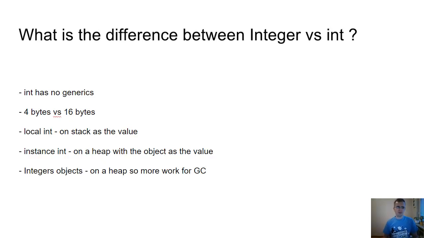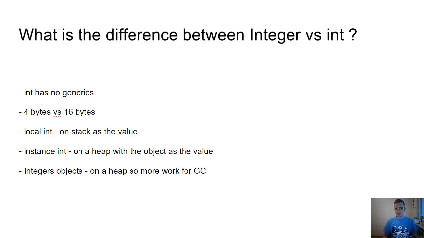Okay, so first of all, int has no generics, while Integer can be used as a generic type. Integer is 16 bytes versus 4 bytes for int. So it is very useful to use int when you want to save some memory.